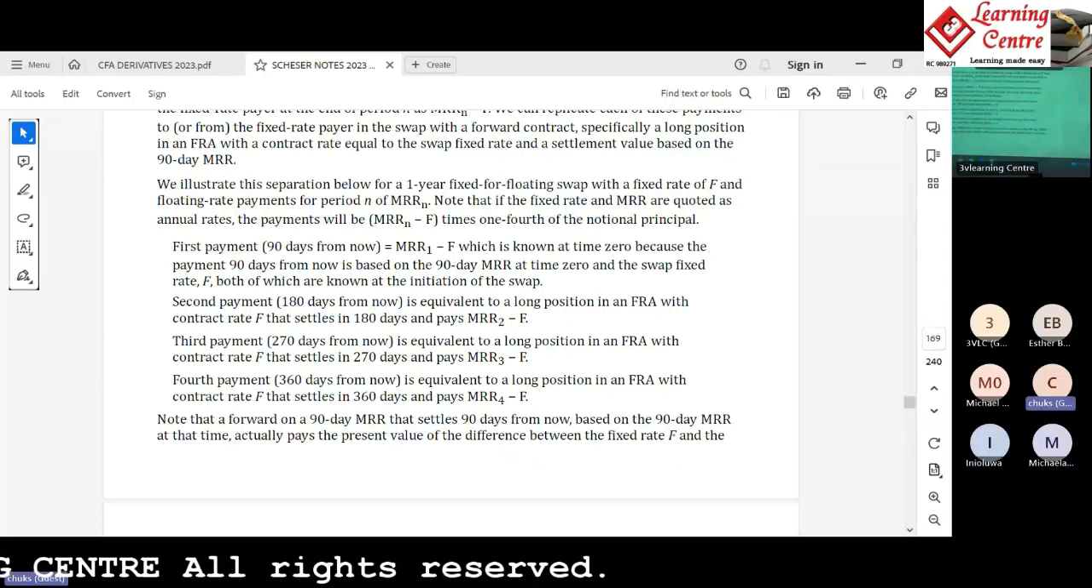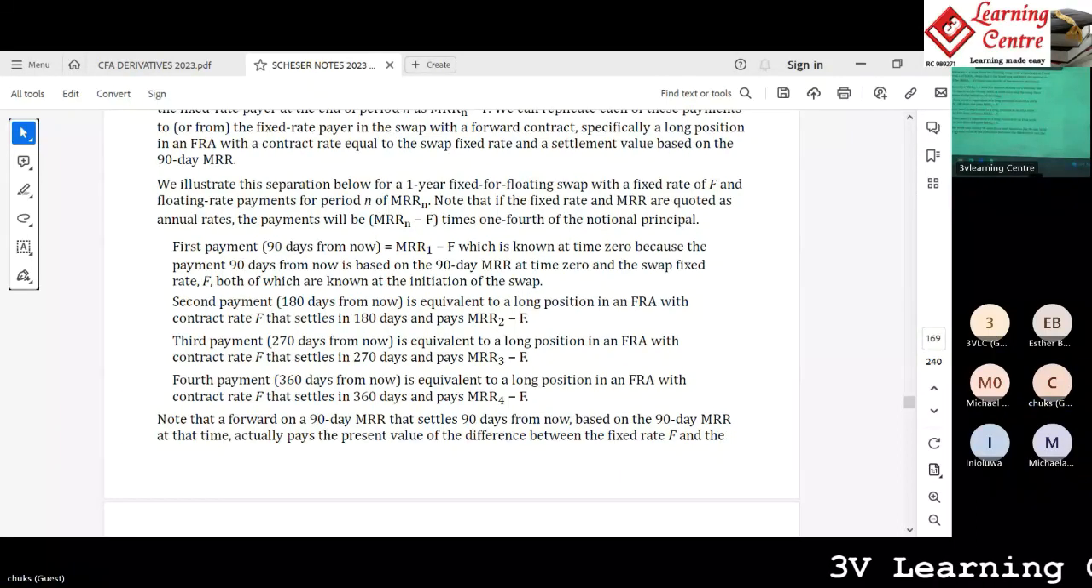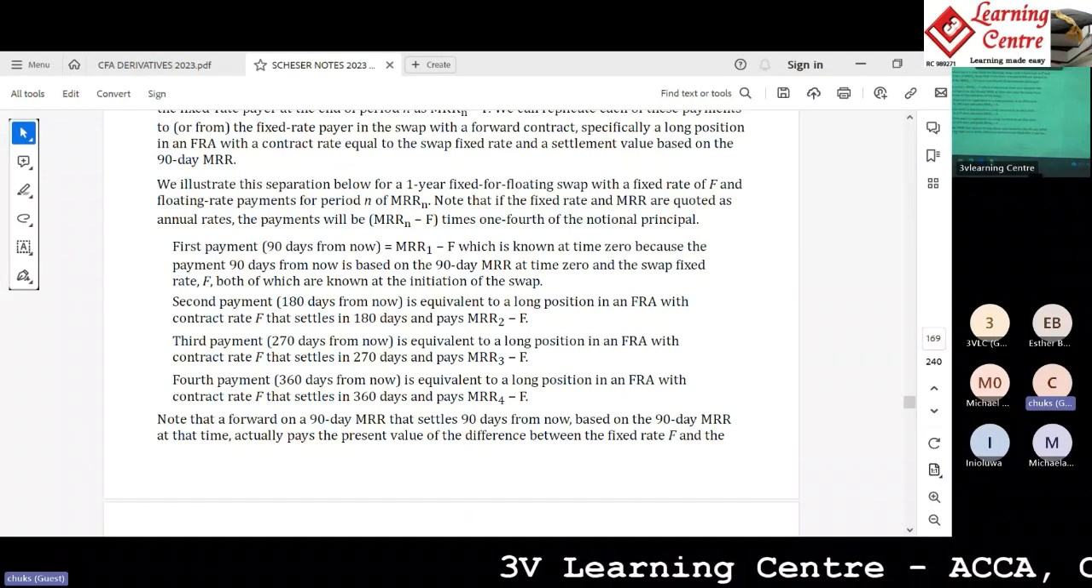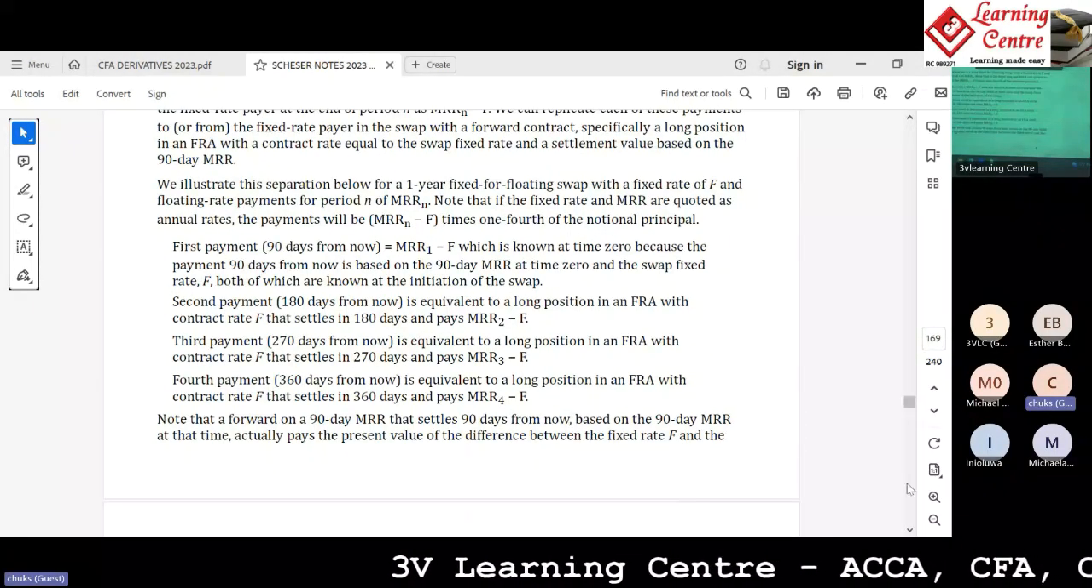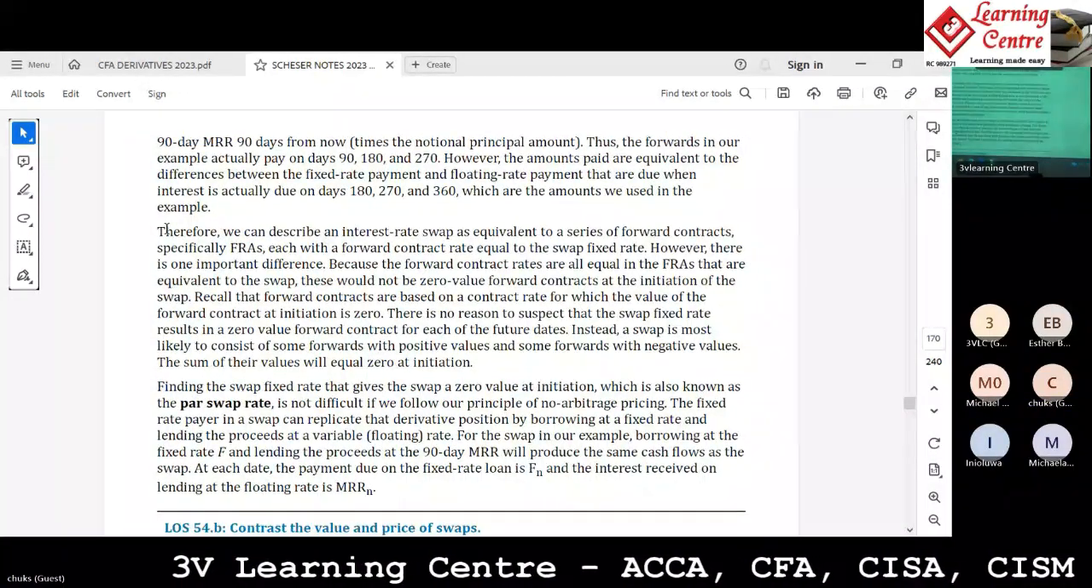Okay, but the difference is that, as we have said for forward contracts, at the beginning of initiating the forward contract, the value is zero, because I have not paid Esther anything and Esther has not paid me anything. That's also what we said we have for swaps.